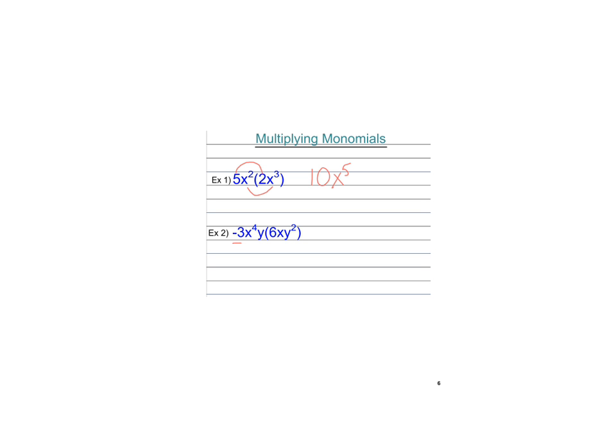Down here, I've got negative 3 times 6. I multiply my numbers, and that gives me negative 18. Now my common bases: I have x to the fourth and x to the first. I'm going to add 4 plus 1, which is 5. But I also added in a y variable. So y to the first times y squared is y cubed.